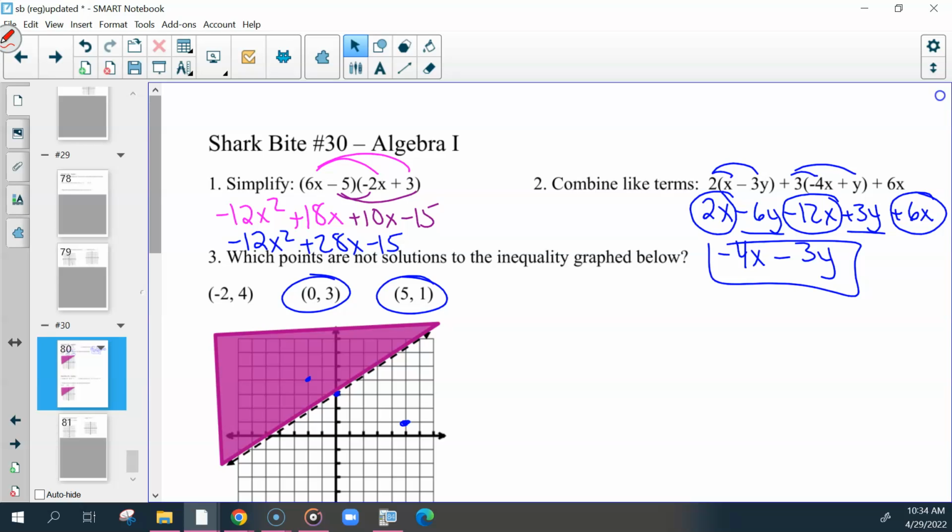So you get negative 12x squared. Taking the first term and multiplying it to the last term in the second set of parentheses, you get 18x. Taking that second term and multiplying it to the first in the second set of parentheses to get 10x. And taking that negative and multiplying it by 3 to get negative 15. After you do all that, combine your terms to get 28x. So your final answer would be negative 12x squared plus 28x minus 15.